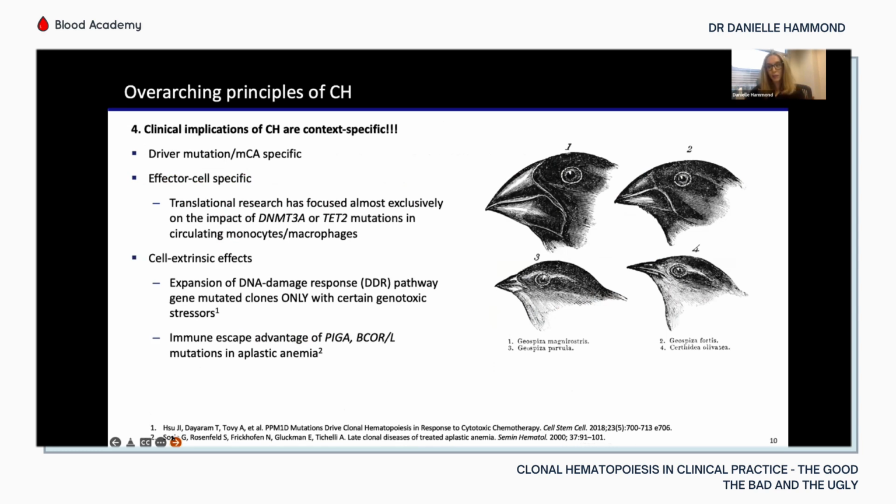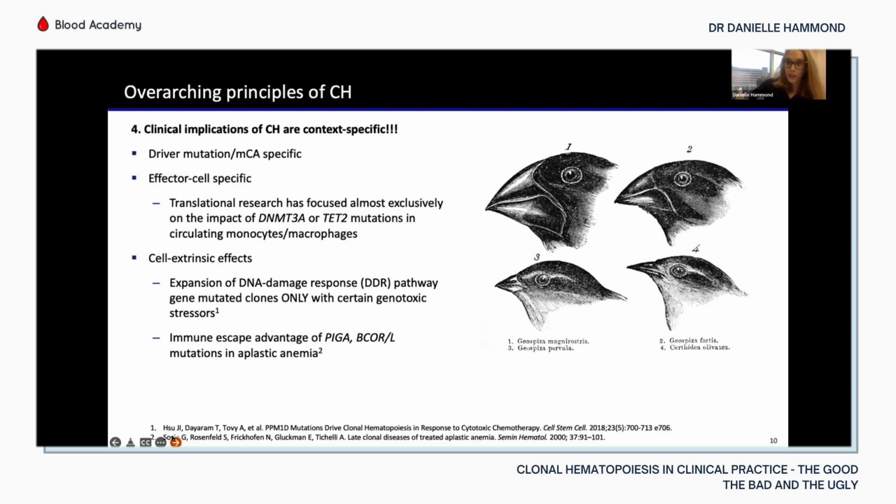So the final fundamental principle of clonal hematopoiesis is that the clinical implications of it are highly context specific. It depends upon the underlying driver mutation or chromosomal alteration. It's also effector cell specific. So most of the preclinical research has focused on mutated myeloid precursors, primarily monocytes and macrophages, with underlying DNMT3A or TET2 mutations. So very little is known about the impact of other mutations in these models, let alone other effector cells.